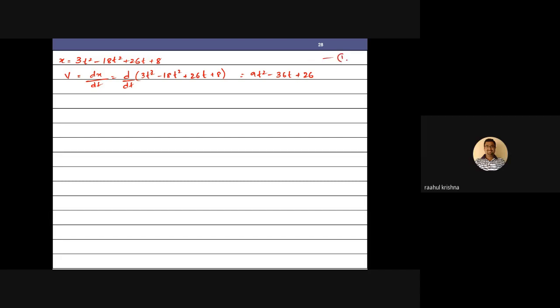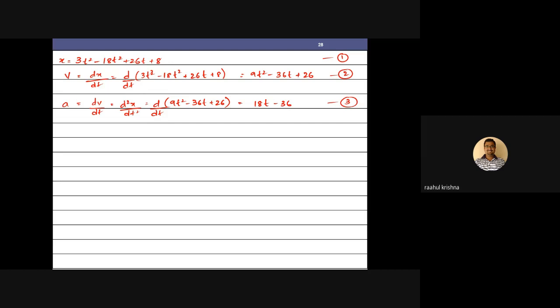Let me mark the displacement as equation 1 and the equation for velocity as equation 2. Subsequently, let me also take the equation for acceleration. The instantaneous acceleration is given by dv by dt, or also by d square x divided by dt square, which is d by dt of 9t square minus 36t plus 26. The expression comes out to be 18t minus 36. So now I have formulated the relations for displacement, velocity, and acceleration.